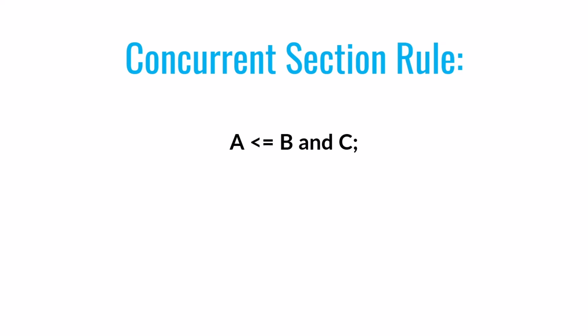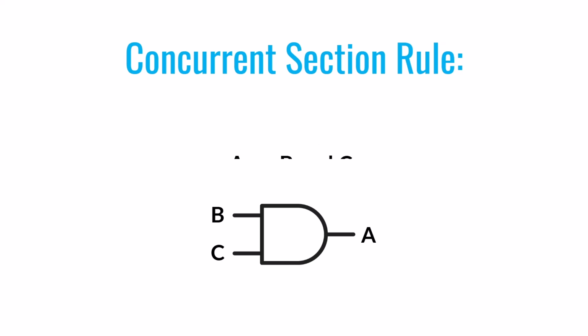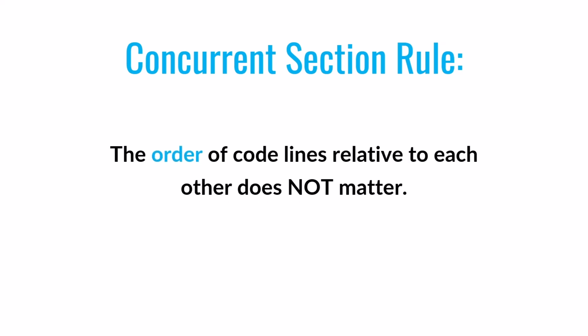This behavior is the same as what happens in practice. If you imagine a circuit with an AND gate having two inputs B and C, the output A only changes when either B or C changes. From this, we can conclude that in the concurrent section, the order of code lines relative to each other doesn't matter. I'll explain this concept in more detail as we continue.